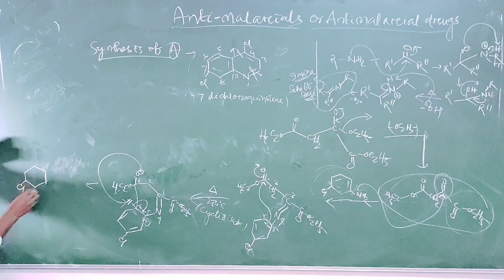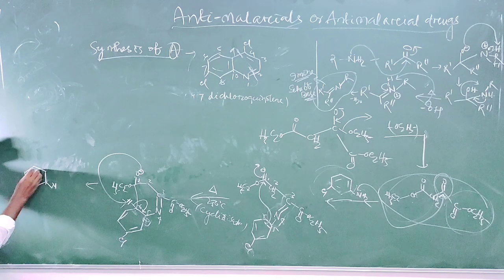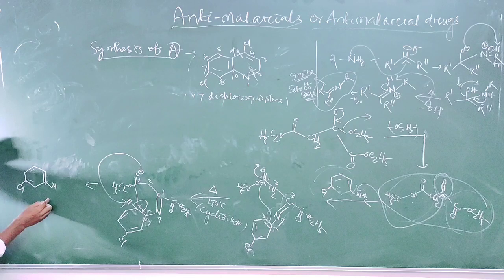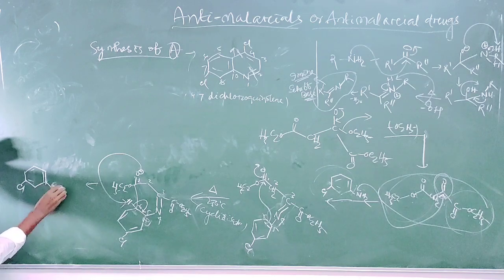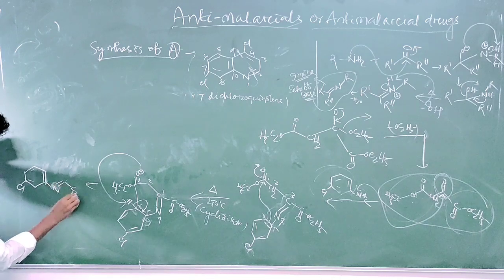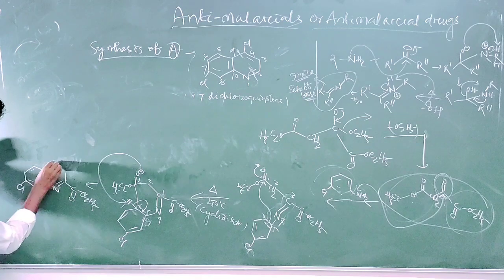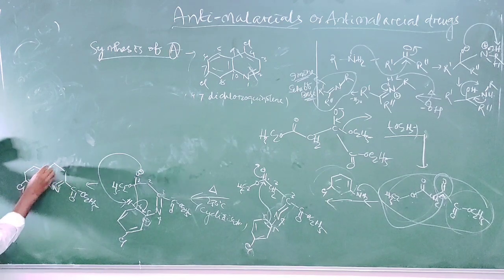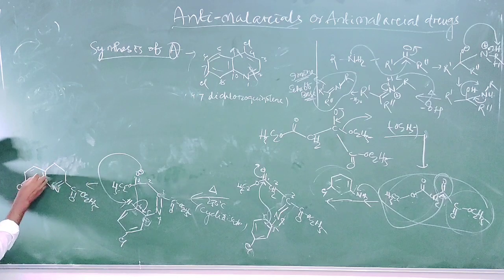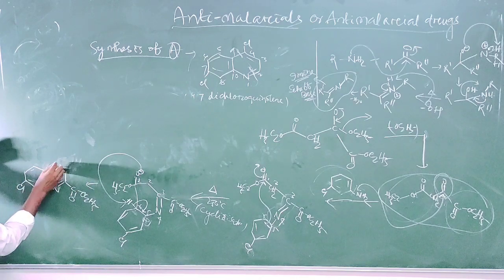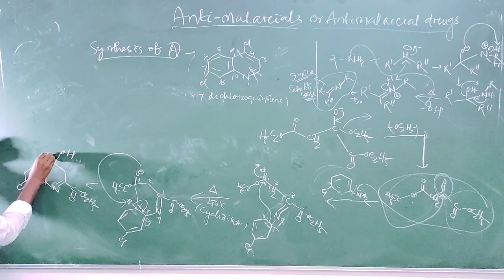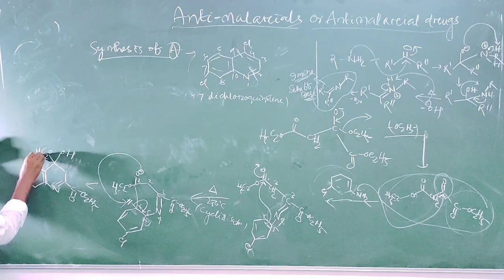Okay, Cl here, NH. So N attached to the carbon which is attached to COOC2H5. Okay, so this is obviously a 6-membered ring. So this one has OH and here is OC2H5.